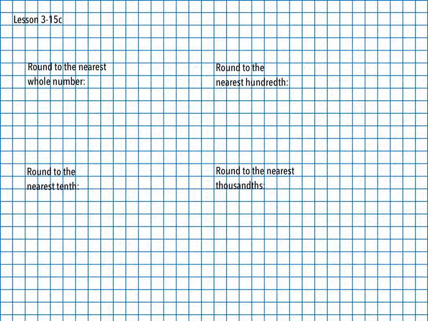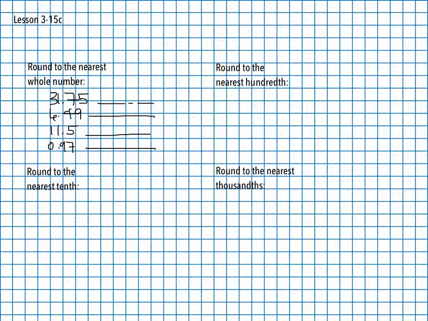Alright, now that we have the categories down, let's write the numbers. For the nearest whole number, our first one is going to be 31.75. Then we have 6.49. Then we have 11.5. And then 0.97. And these are round to the nearest whole number.